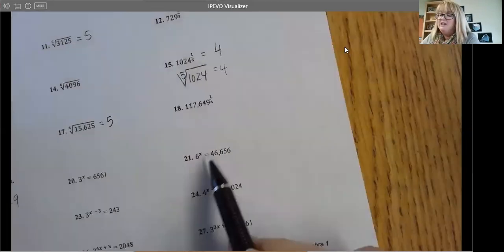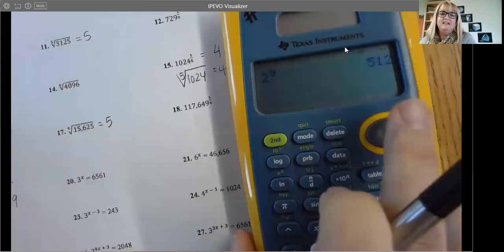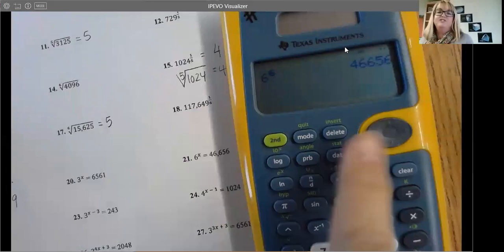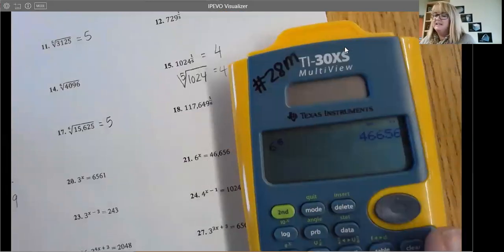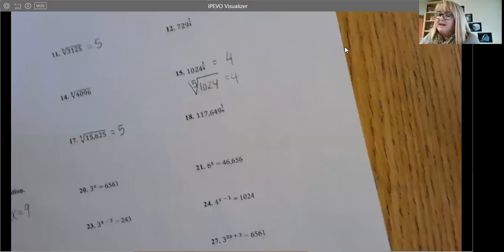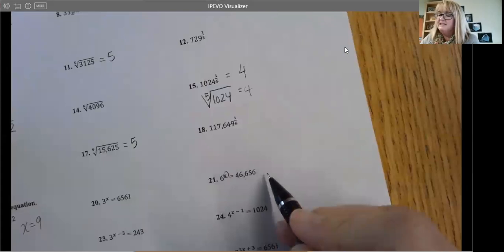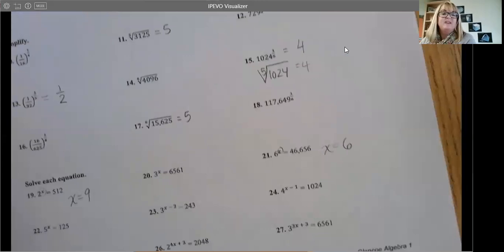Let's look at 21. 6 to what power is 46,656? All right, so let's do some guess and check. 6 to what power? Let's say 6 to the 6th. Oh, I got it. First try. 6 to the 6th is 46,656. So my exponent needs to be 6. So x equals 6.